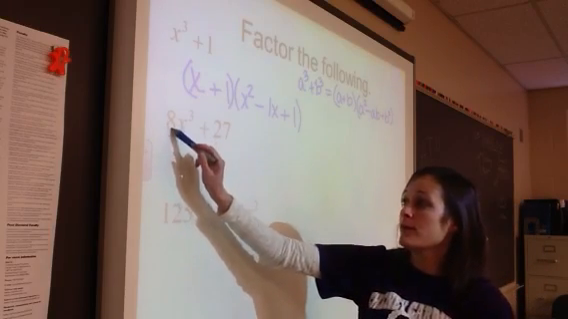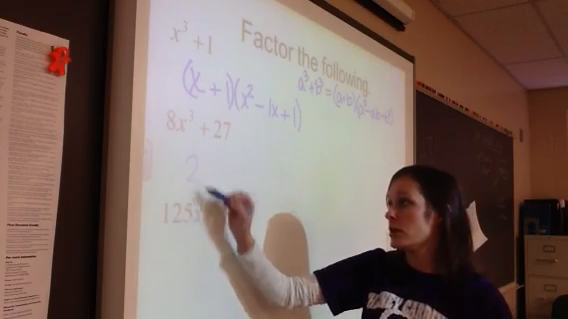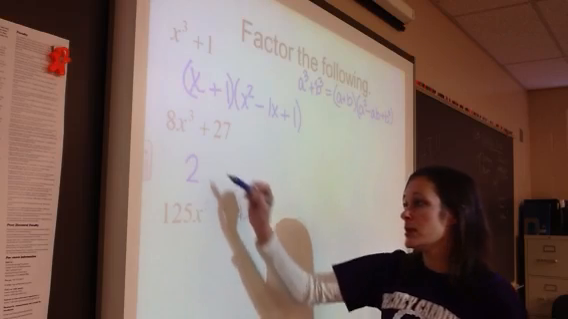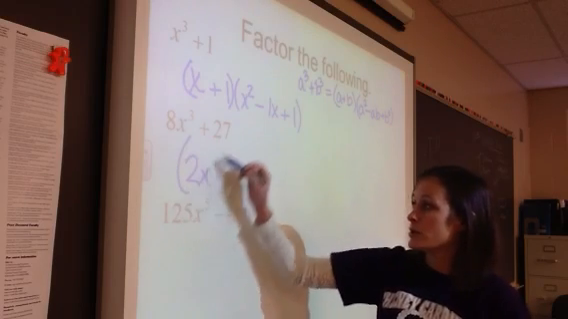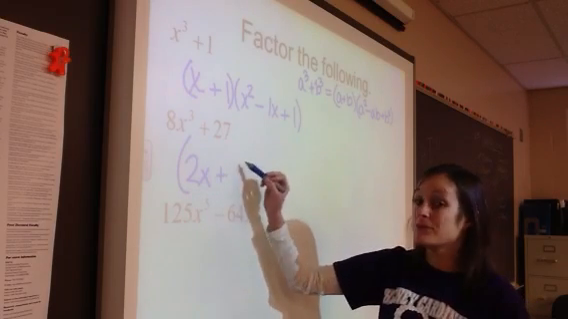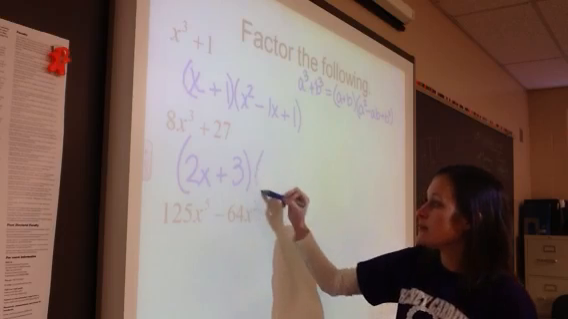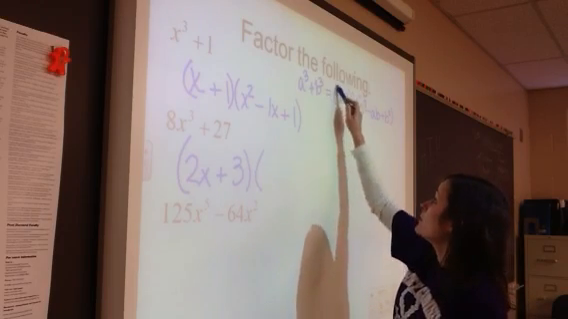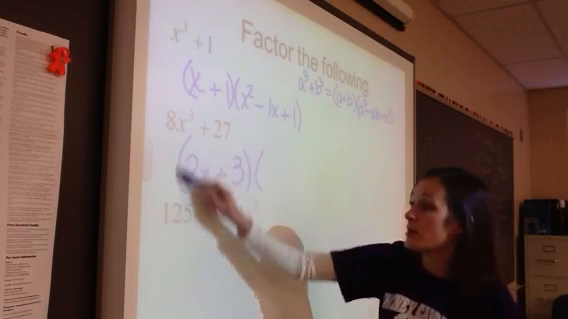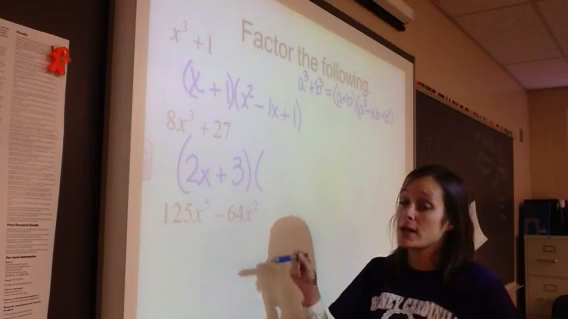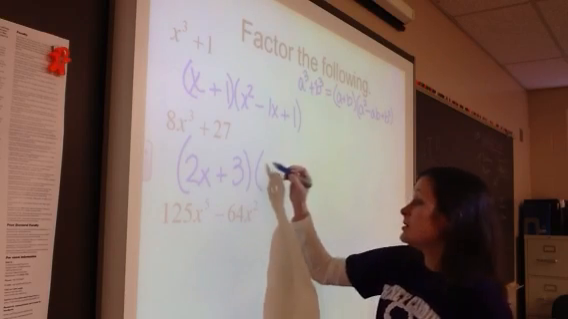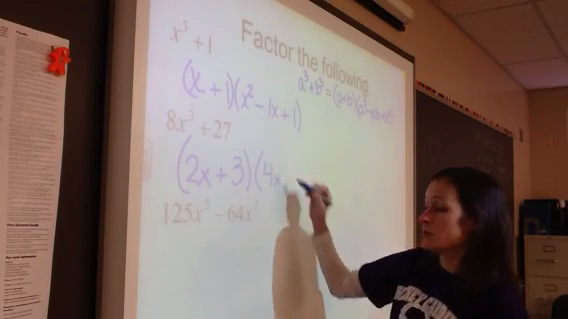What's the cube root of 8? 2. What's the cube root of x cubed? X. What's the cube root of 27? 3. So now, you square this first part. So we're going to square that. 2x squared is not 2x squared. It is 4x squared. You got to square the 2.